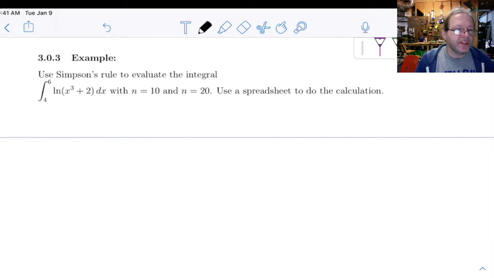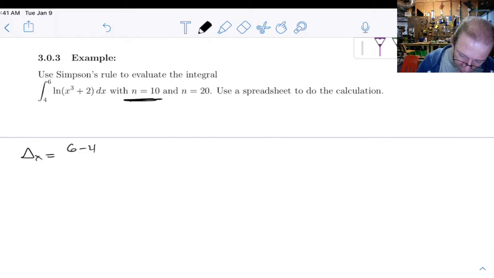All right, last example says use Simpson's rule to evaluate this integral with n equals 10 and n equals 20, and use a spreadsheet to do the calculation. So let's do n equals 10 first. If n equals 10, our delta x is going to be, we're only going from 4 to 6, so it's going to be 6 minus 4 over 10. So that's 2 over 10, or 0.2.